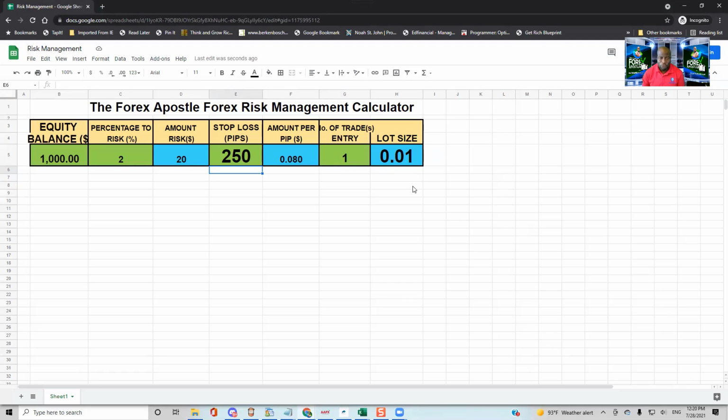Now, if you are trading with most of these prop firms, you will discover that most of them do not allow you to lose more than 5% of your starting capital daily.